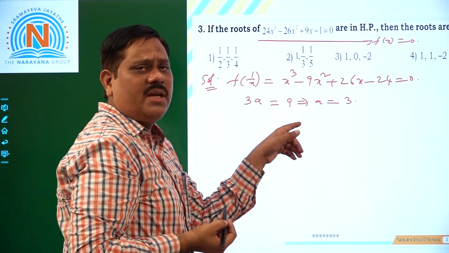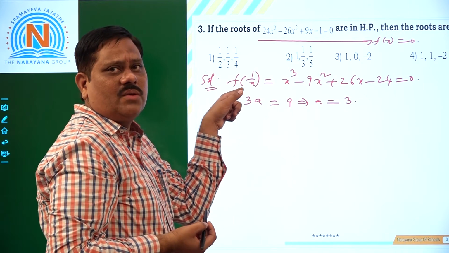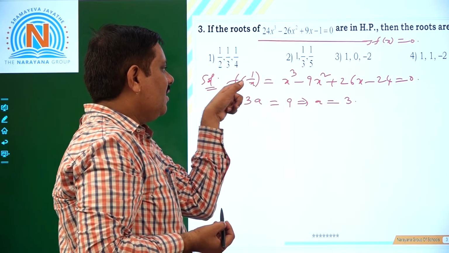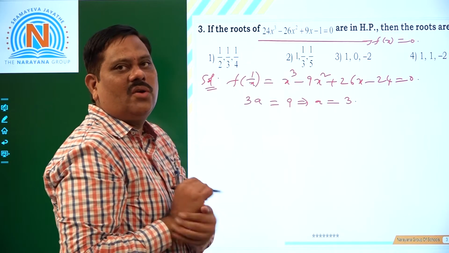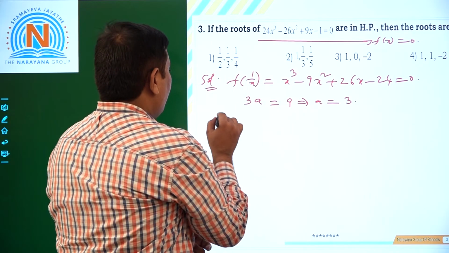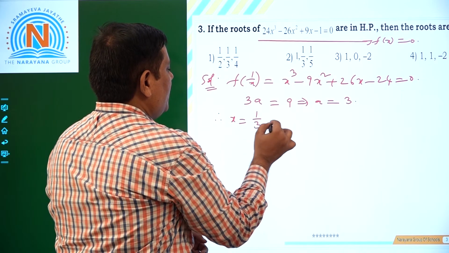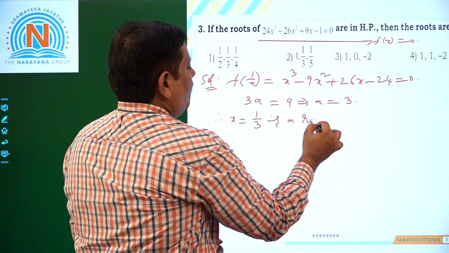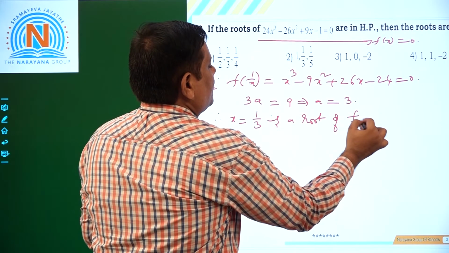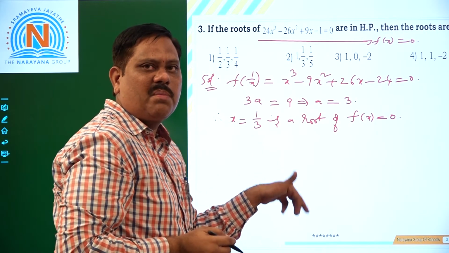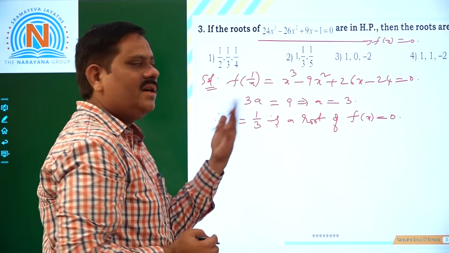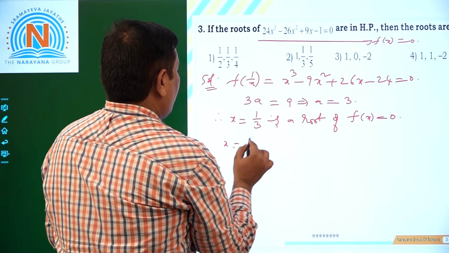So a is equal to 3 is the root of f of 1 by x is 0. Means what is the root for the given f of x is 0? 1 by 3 obviously. Therefore x is equal to 1 by 3 is a root of f of x is 0. Then to find out the other roots, what is the method we apply? Horner's synthetic division. Now x is 1 by 3 of course.